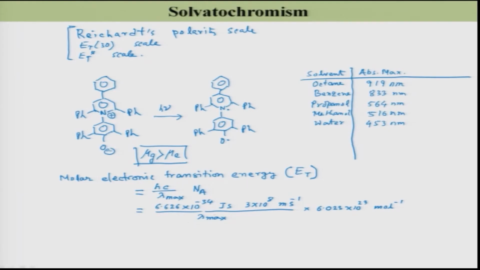If I want to put this in nanometer, I better write lambda max into 10 to the power 9 if it is represented in nanometer. Then meter will cancel. Now if we put all these values over here, and convert joule to calorie, this is going to be 28610 divided by lambda max in nanometer, in kilocalorie per mole.